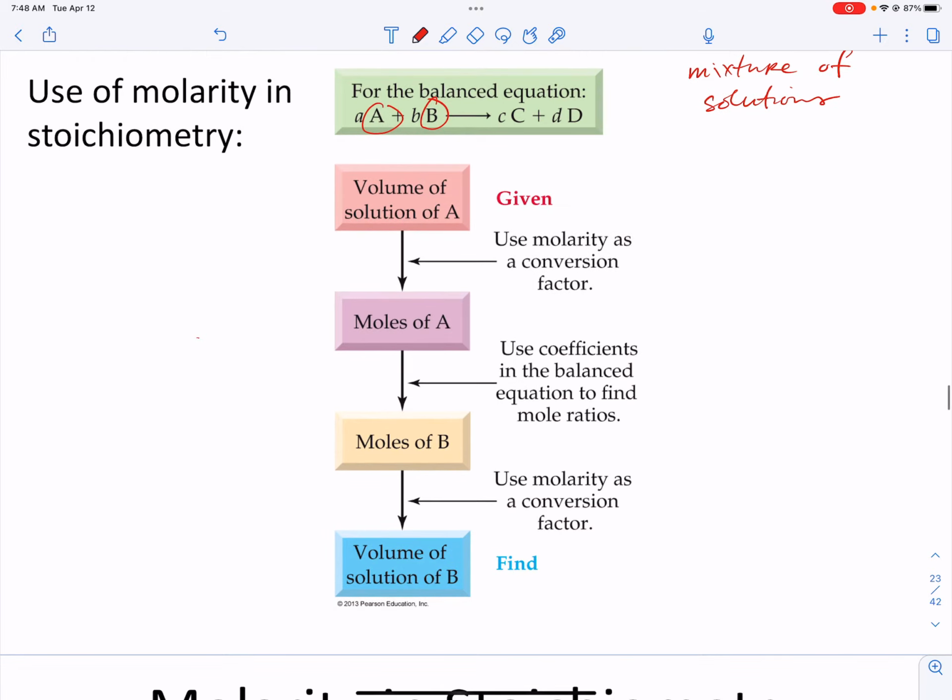Okay, so if we have the volume of a given solution, substance A, we can use the molarity to convert to moles of substance A. Then we use the coefficients in the balanced equation to find the mole ratio, and we use that to convert from moles of A to moles of B. And then we can use the molarity of substance B to figure out what volume of solution B maybe we want to react with a particular volume of solution A.